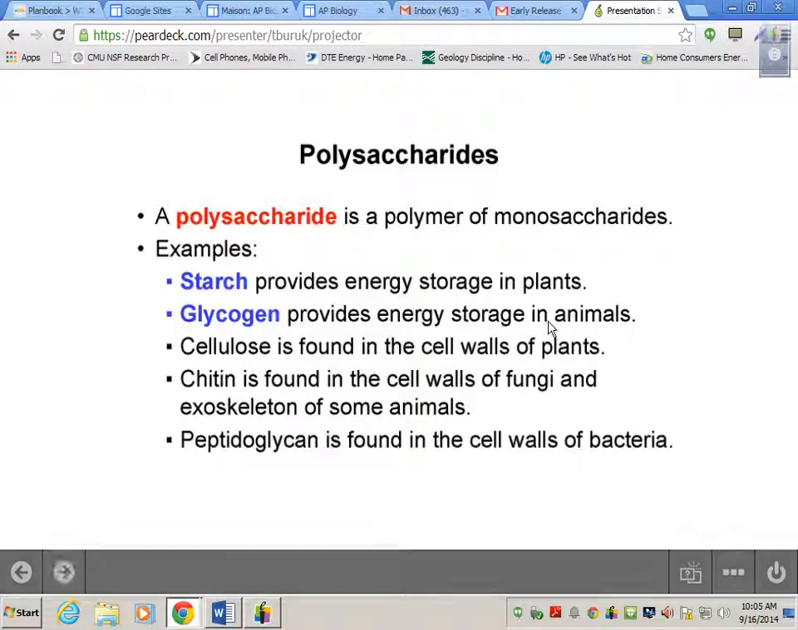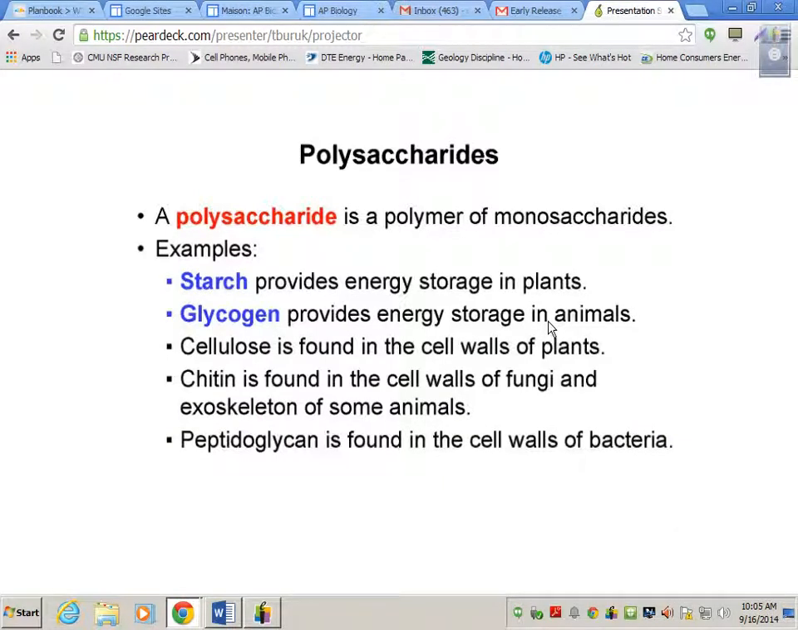So that leads to polysaccharides. What we just looked at is making one disaccharide. Now, how do I get many together? Well, a polysaccharide is a polymer of monosaccharides. And the examples I give you are starch, which provides energy in plants. We understand that. Your potato has a lot of what in it? Pasta has a lot of starch in it, so does potatoes, okay? And then there's glycogen. And this is like an animal starch. Do we have glycogen? Yeah.